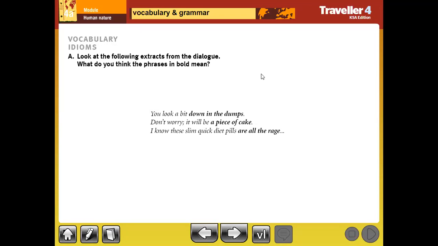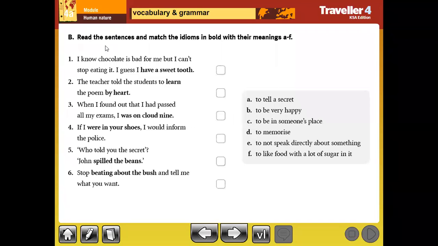A piece of cake, when something is a piece of cake, it's so easy. A piece of cake means easy. Are all the rage. All the rage means very popular or fashionable. It's liked by a large number of people. Read the sentences and match the idioms in bold with their meanings.